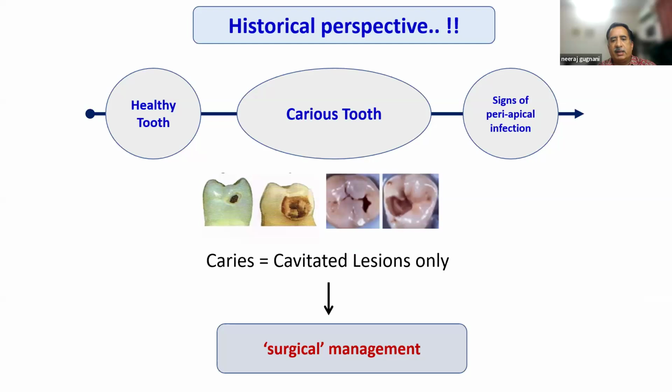Today, with our increased understanding of the etiopathogenesis of caries, we are very clear that caries is not a cavity. Cavity is the end result of the process by which caries occurs. So caries starts much earlier than a cavity. Caries starts as a very early white spot lesion, and then if we do not intervene, if we do not arrest or reverse that lesion, then very slowly it turns into a cavitated lesion requiring surgical management.